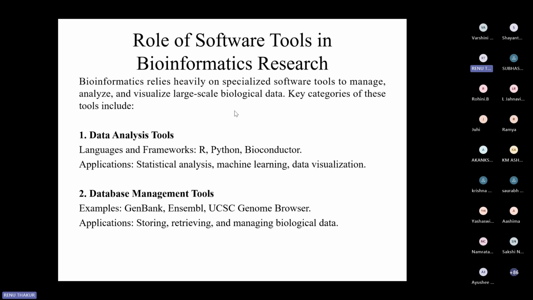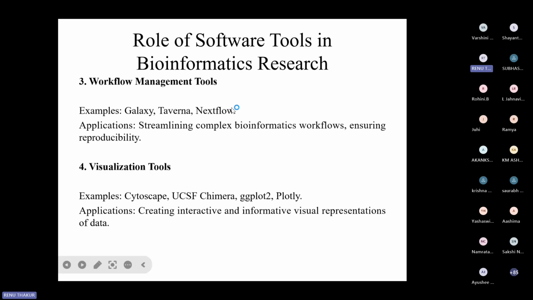Okay, we'll continue. And the next thing is workflow management tools. You will be having a lot of workflows, a lot of pipelines in computational methods. You can't sit for hours and hours annotating or analyzing data.